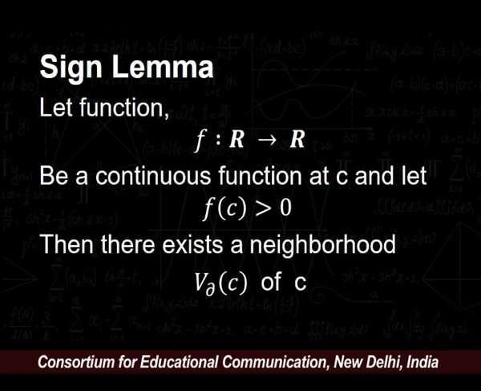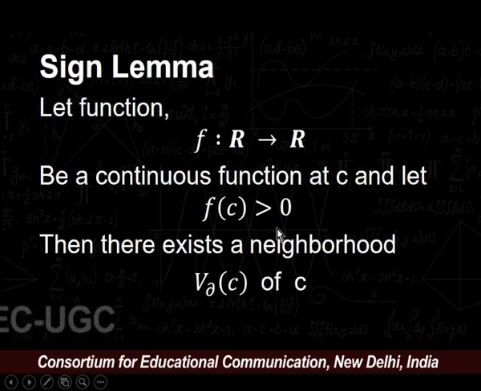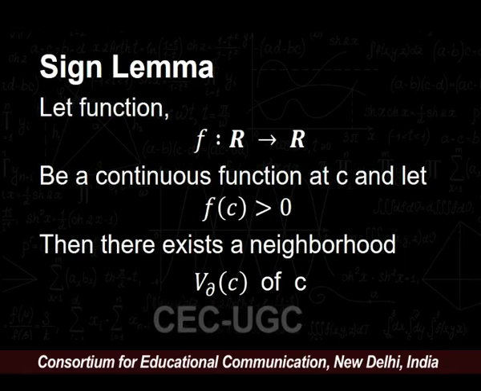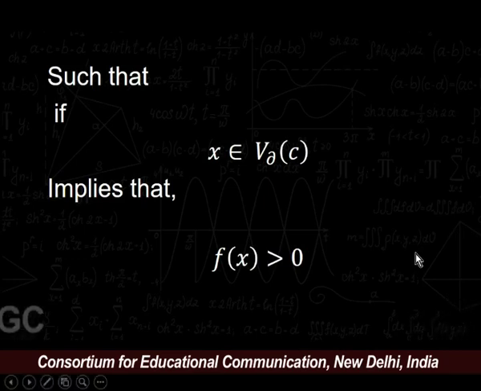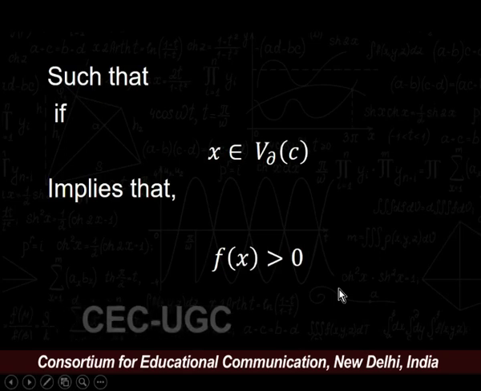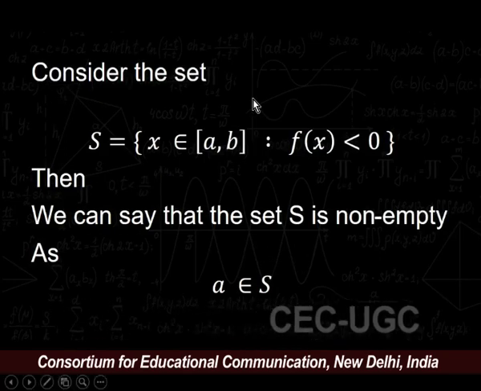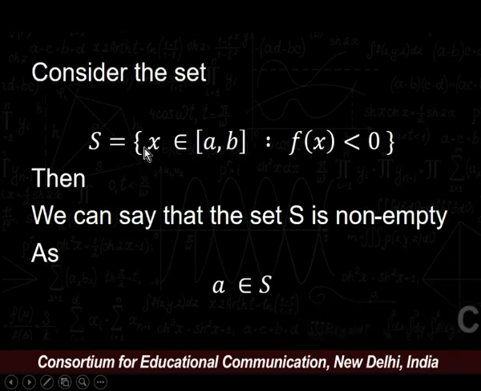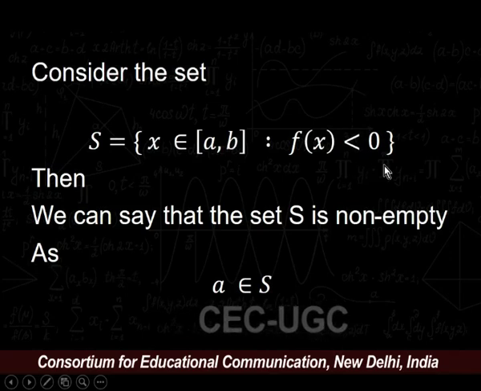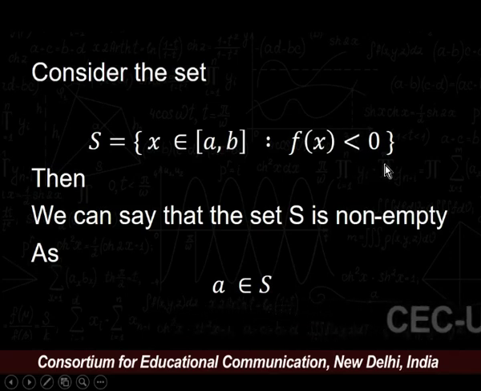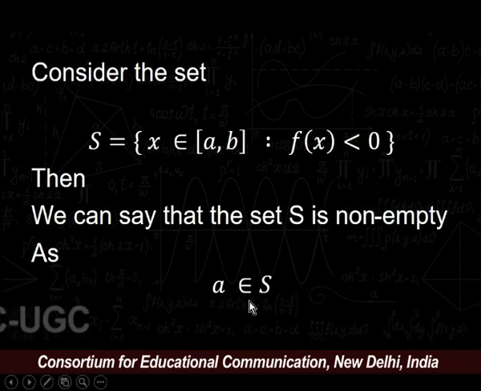The sign lemma says that if we have a function f, continuous at some point c, defined from R to R with the condition that f(c) is strictly greater than 0, then there exists a delta neighborhood of c such that if x belongs to that neighborhood, this implies f(x) must be strictly greater than 0. Now consider the set S, defined as S equals x belonging to the closed interval [a, b] such that f(x) is strictly less than 0. Then we can say that the set is non-empty because a belongs to the set S.